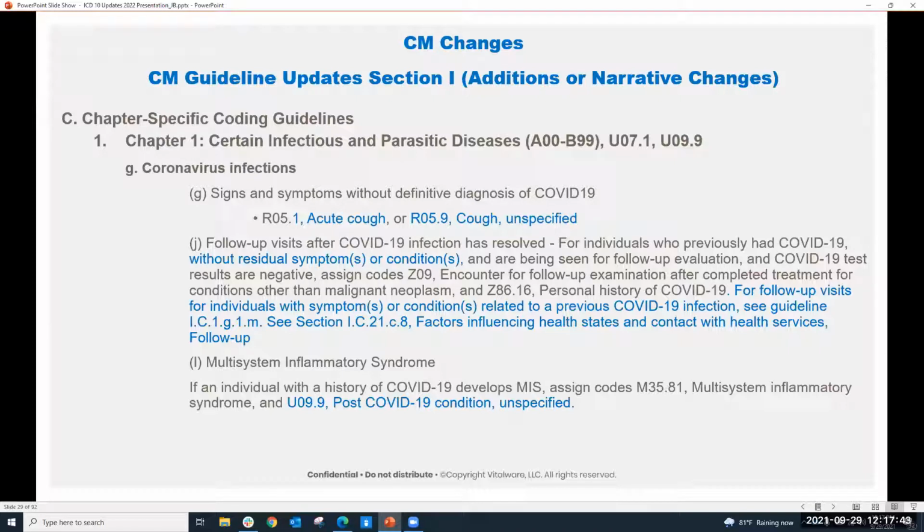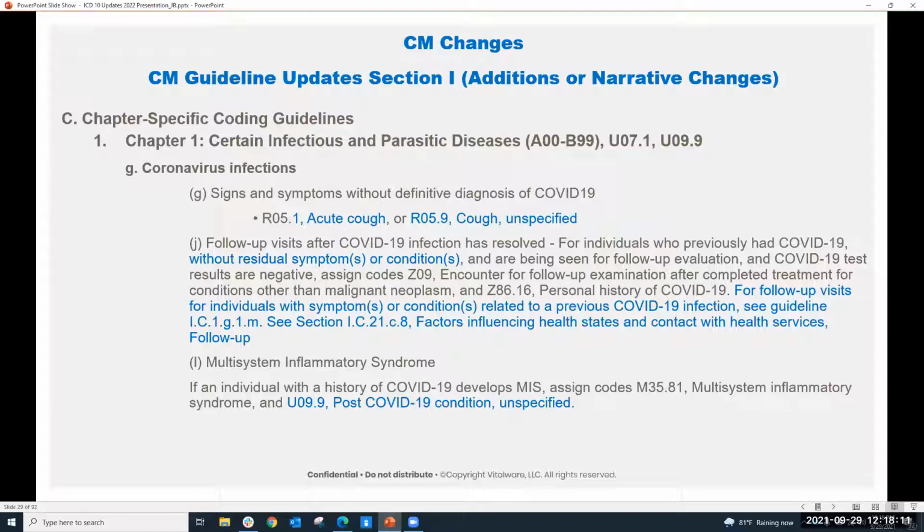The next paragraph gives guidance on follow-up visits related to a previous COVID condition. So Z09 and Z86.16 are used if there are no lingering conditions, but if there are lingering symptoms or conditions related to that active COVID infection, then they say to see other guidance. They tell you where to see the guidance, because that code is not appropriate in that case.